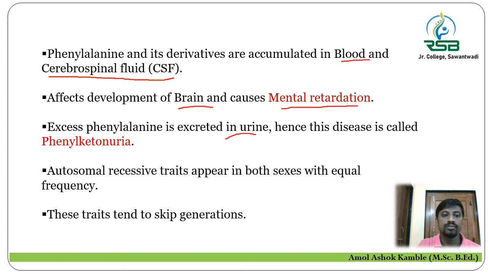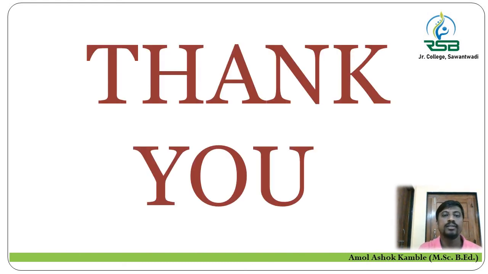So it is all about the autosomal inheritance, in that autosomal dominant inheritance with the example of widow's peak, and the autosomal recessive inheritance with the example of phenylketonuria. In the next lecture, we are going to start the sex linked inheritance.